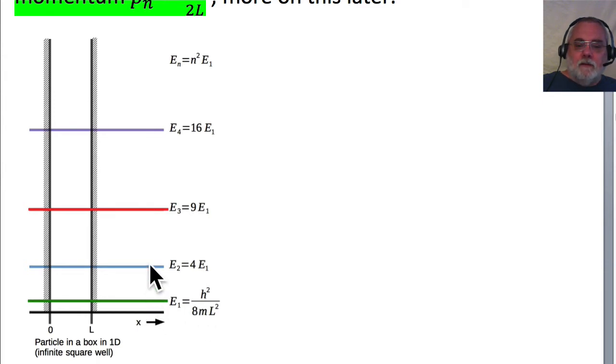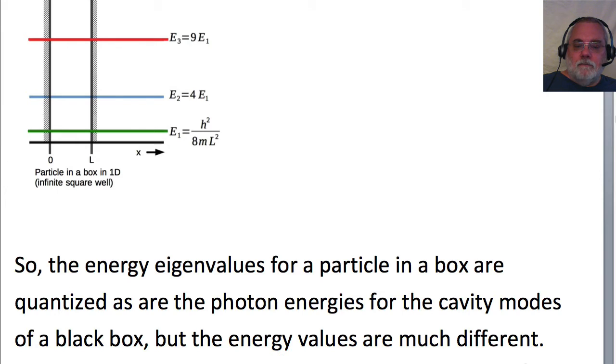The second energy level has 4 times the ground state energy. The third energy level has 9 times the ground state energy. The fourth energy level has 16 times the ground state energy. The nth energy level has n squared times the ground state energy. So, the energy eigenvalues for a particle in a box are quantized, as are the photon energies for the cavity modes of a black box. But the energy values are much different.